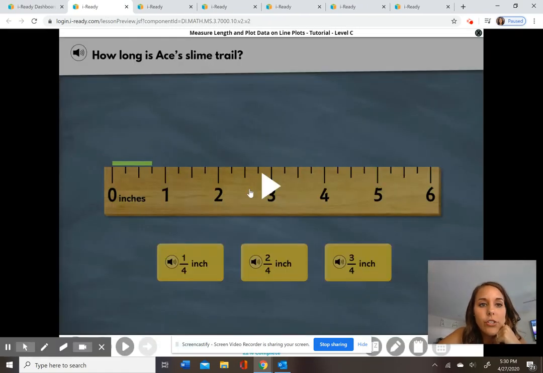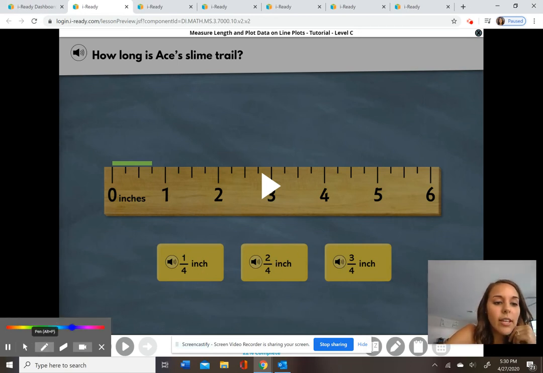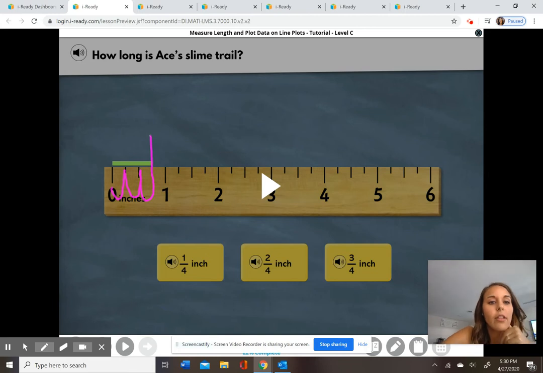The next screenshot I have is measuring this length right here, where it has 1/4, 2/4, 3/4. It should be very similar to the one that we just did. In this case, you are just counting how many jumps. 1/4, 2/4, 3/4. And it looks like that's where the 3/4 is at. So it is 3/4 for this one.